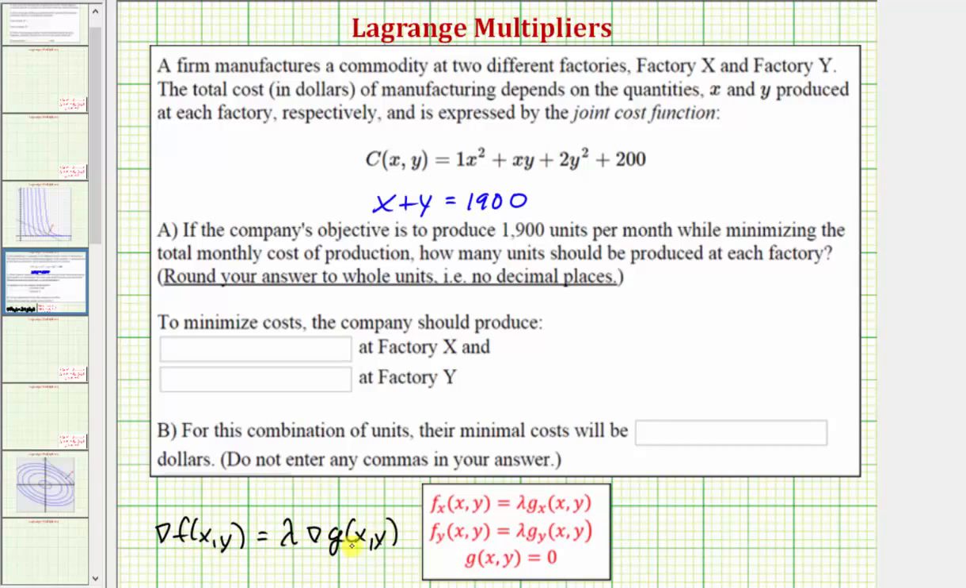The components of these two vectors give us the first two equations. The third equation is from the constraint. So because our constraint is x plus y equals 1,900, we're going to use the function g of x, y equals x plus y minus 1,900. Let's set up our system of equations on the next slide.